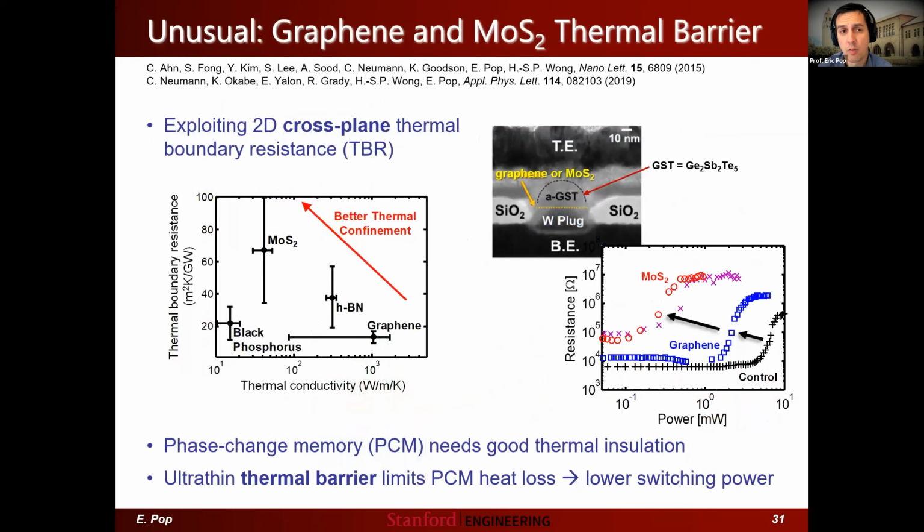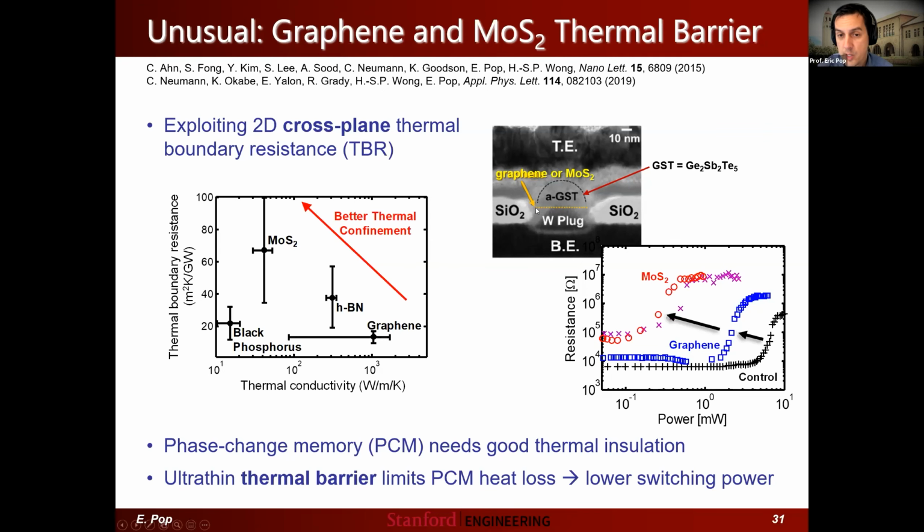Another example of a bit of a weird, unusual application is to take graphene and MoS2 and use them as thermal barriers. But we use them in thermal barriers in a fairly mature or almost mature phase change memory technology. Intel already sells this commercially. Of course, we make these devices in our lab. But phase change memory essentially needs good thermal insulation in order to be able to switch efficiently between a high resistance state and a low resistance state.